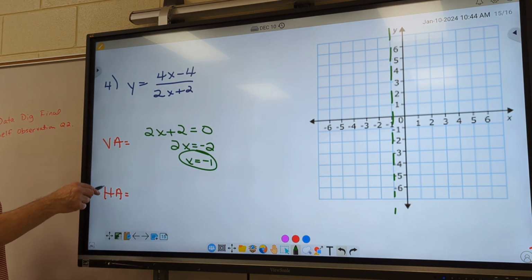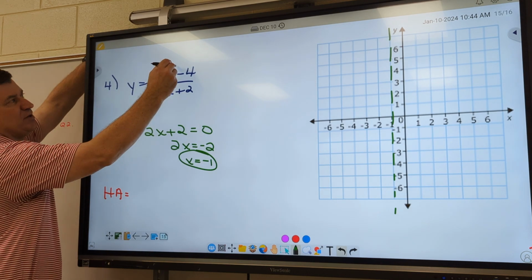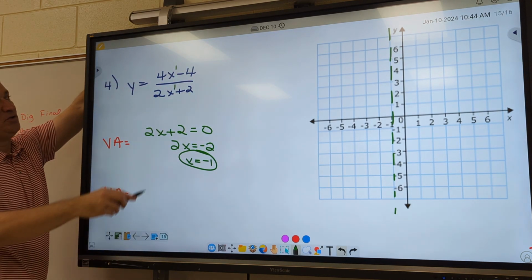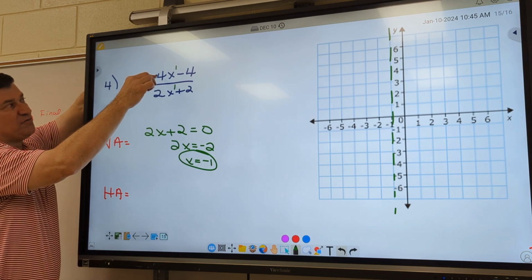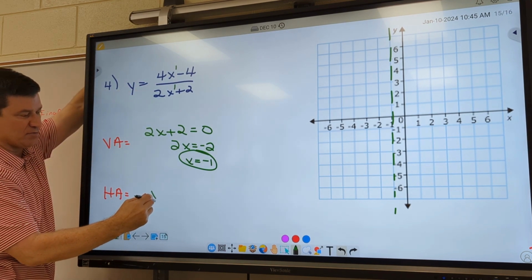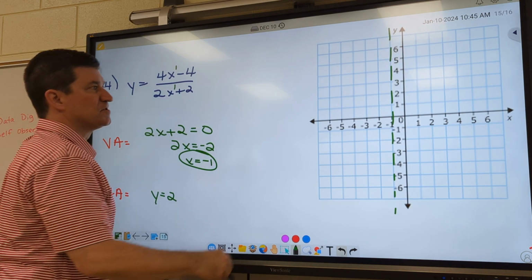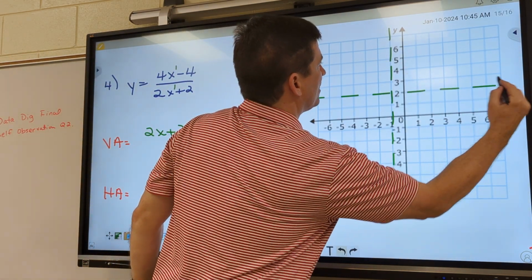Okay, on number 1, how did we find the horizontal? What did we look at? We looked at the exponents. What do you do when these exponents are equal, like they are again here? You divide the coefficients. We divide 4 divided by 2. That one's going to be 2. So, left to right, dotted line at 2.